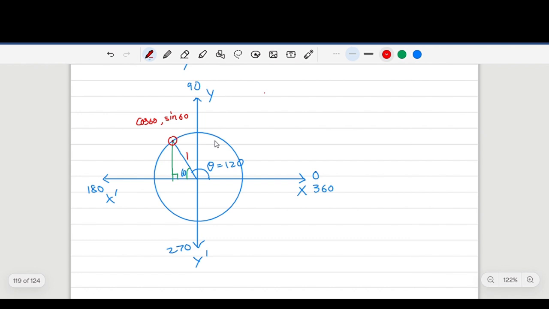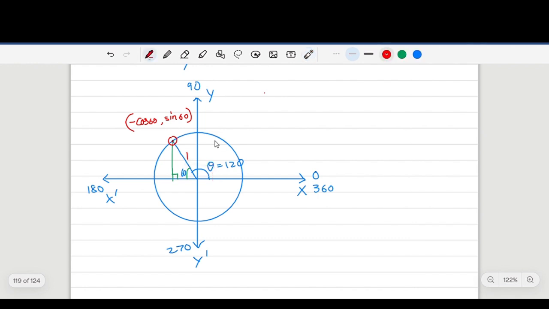But in the previous part, what we saw about the sign convention is that in the second quadrant the x values are negative, so over here I will get minus cos 60, and the y value will be sine 60, because in the second quadrant sine is positive. So this is what I'm getting. Now this coordinate x and y will remain the same, whether I'm looking at it as the smaller triangle or as the whole 120-degree angle.